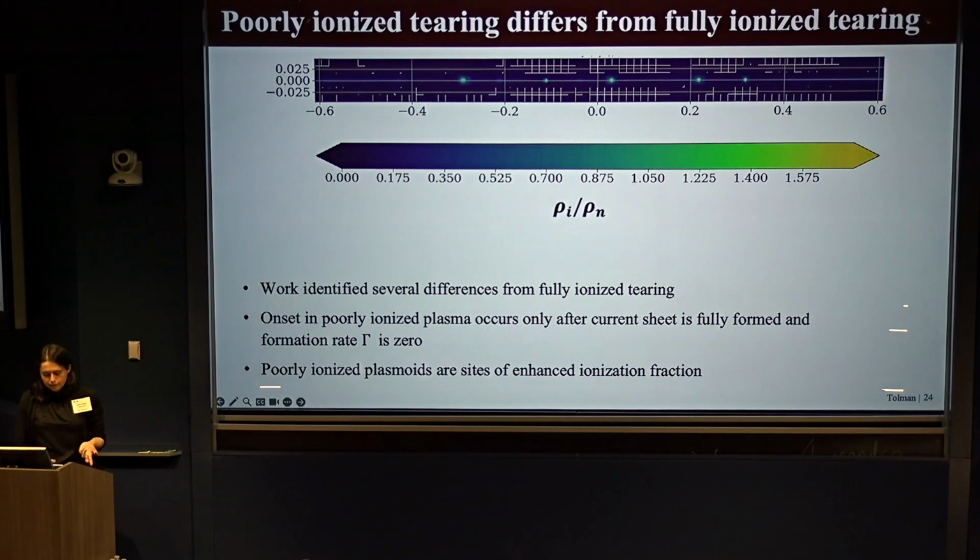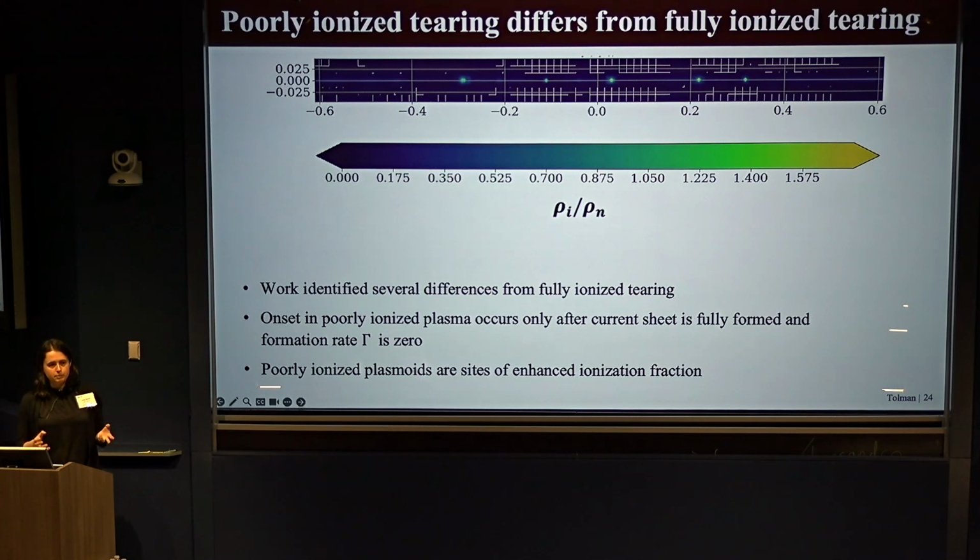This work identified several differences from fully ionized tearing. In particular, onset in poorly ionized plasmas occurs only after the current sheet is fully formed and the formation rate is 0. This was a really interesting piece of physics, which you can read about in the paper if you're curious. And we also recognized that poorly ionized plasmoids were sites of enhanced ionization fraction.